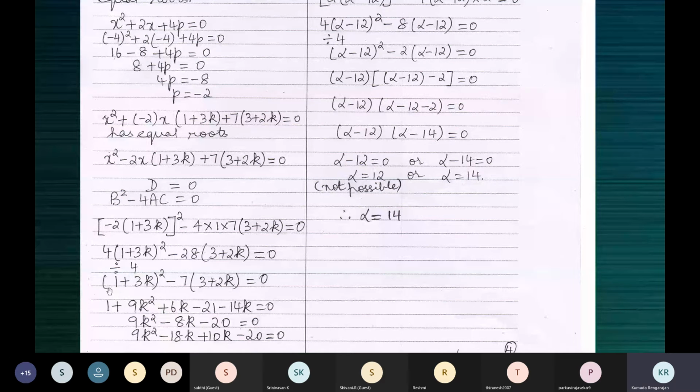And now expand. A plus b the whole square: a square plus b square plus 2ab. And multiply 7 inside and you get these two terms. This is equal to 0. Now on working this further, we get 9k square minus 8k minus 20 is equal to 0, which is a quadratic equation in k.